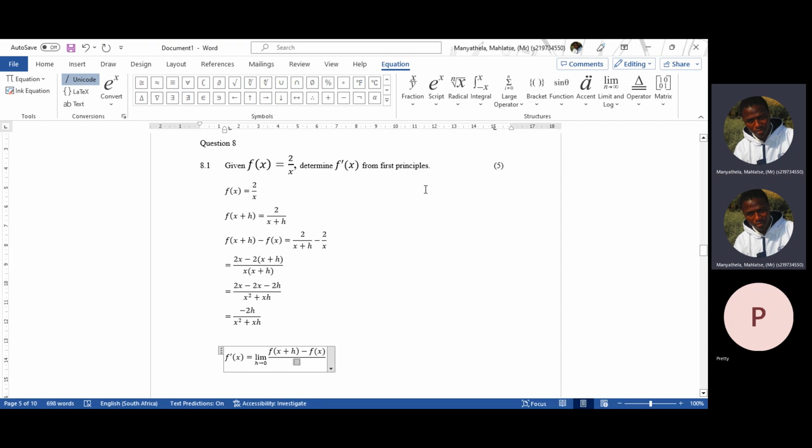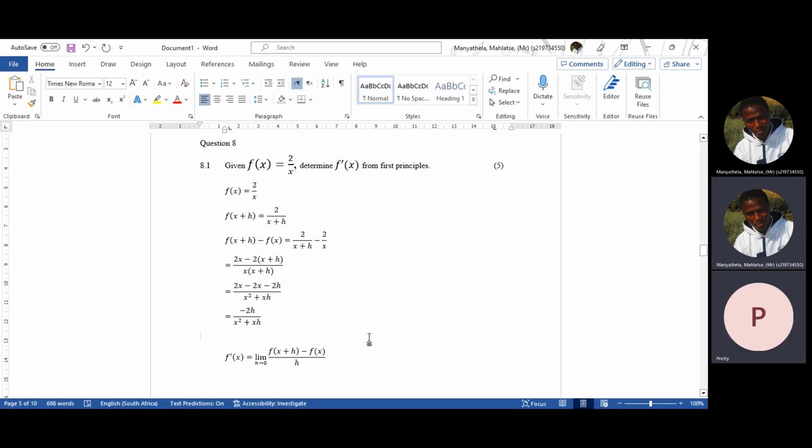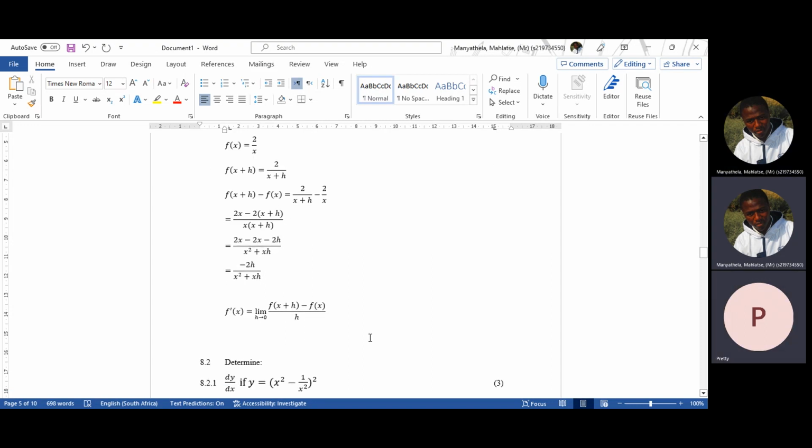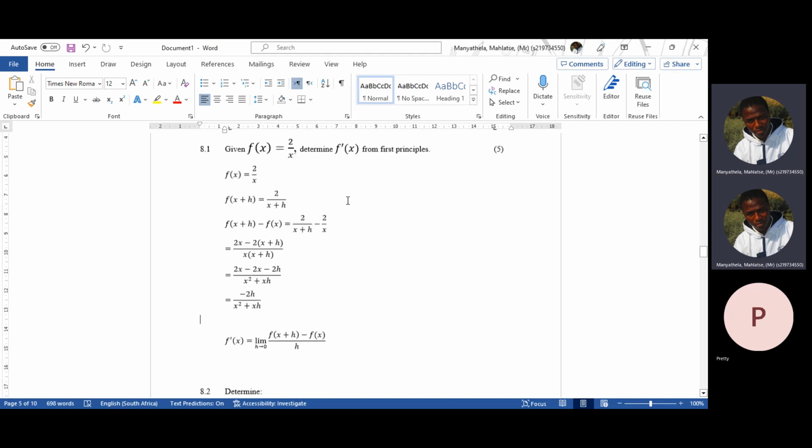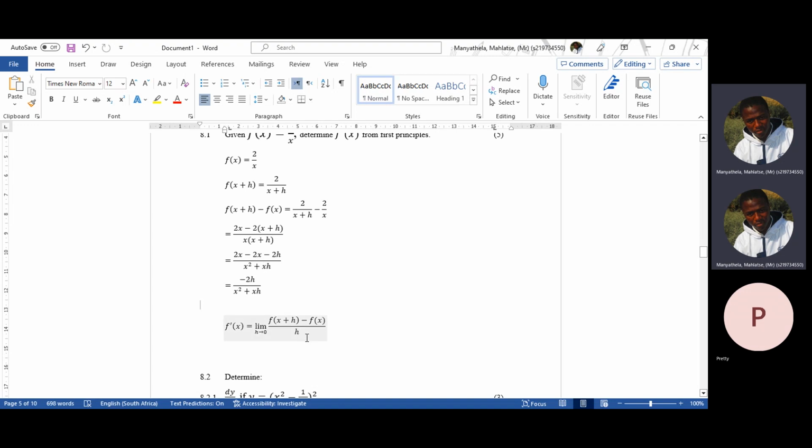You don't know this formula? Actually, I wanted to ask, where did you get the h? Whenever they say derive, like determine f prime of x from first principles, you're going to use this formula. It's always there on your information sheet.